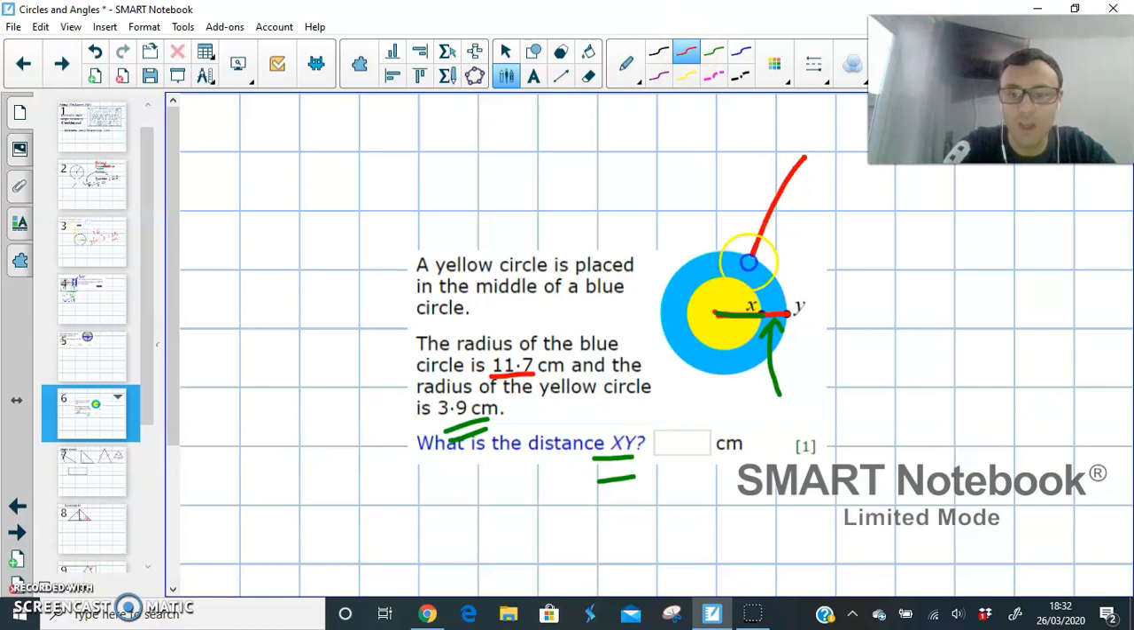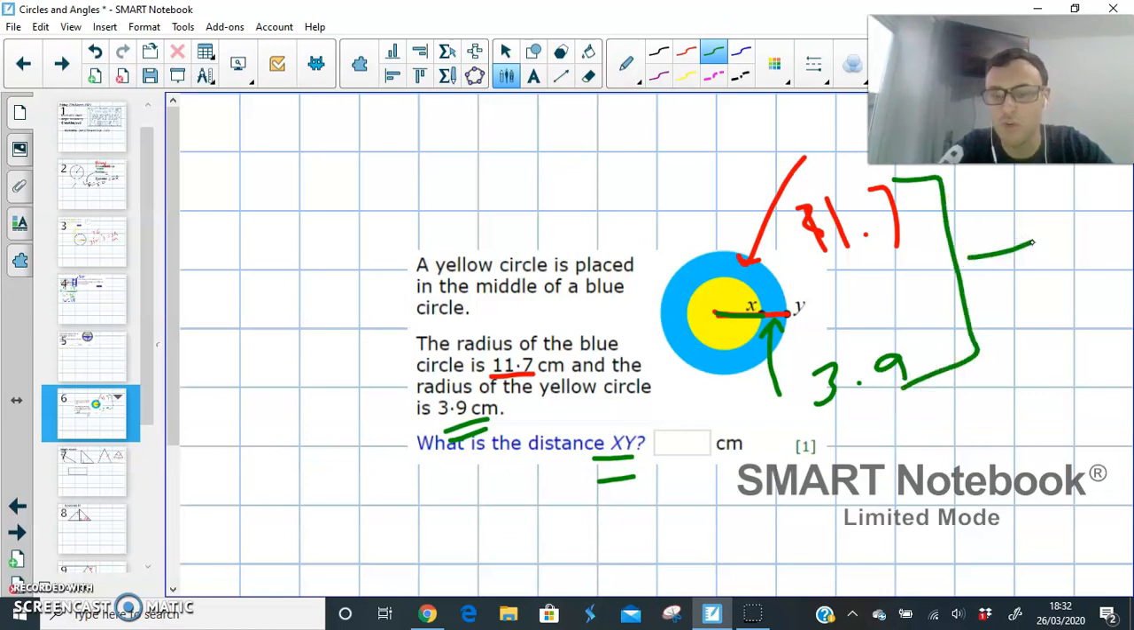Well, if I know the red line is equal to 11.7, and I know the green line is equal to 3.9, and surely this extra bit of red, because we don't want the red and green, we just want this extra bit of red, surely that's just going to be the difference of those two. So I do 11.7 take away 3.9 to leave me with my extra bit there. Okay, so 11.7 take away 3.9.